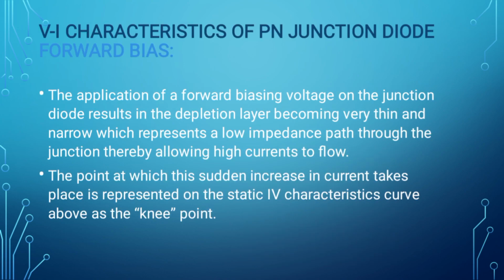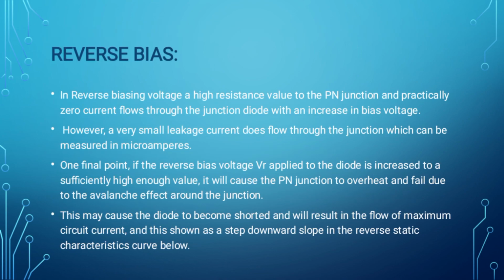VI characteristics of a PN junction diode, forward bias. The application of a forward bias voltage on the junction diode results in the depletion layer becoming very thin and narrow, which represents a low impedance path through the junction, thereby allowing high current to flow. The point at which a sudden increase in current takes place is represented on the static IV characteristics curve above as the knee point.